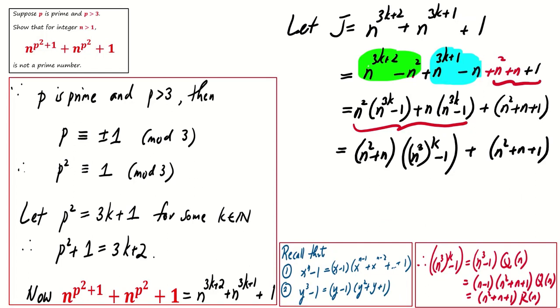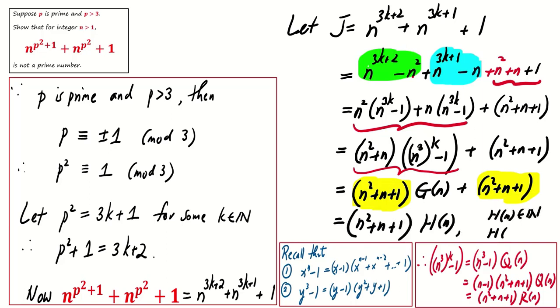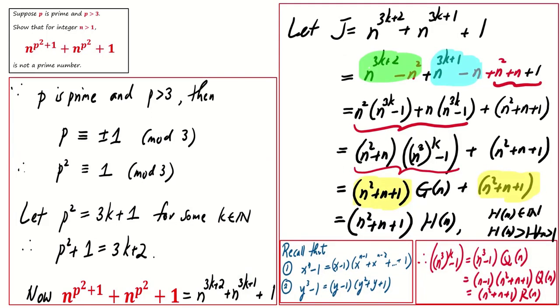Let's go back to the expression j. The first part can be written as n squared plus n plus 1 times some polynomial gn. With this, we can factorize again n squared plus n plus 1. The rest we can write as hn for some polynomial hn, where hn is an integer that is always greater than 1. With this, we show that j cannot be a prime number because it is a product of n squared plus n plus 1 and some integer that is greater than 1.